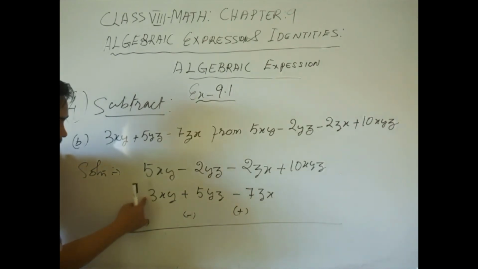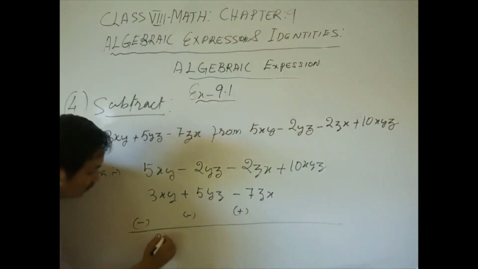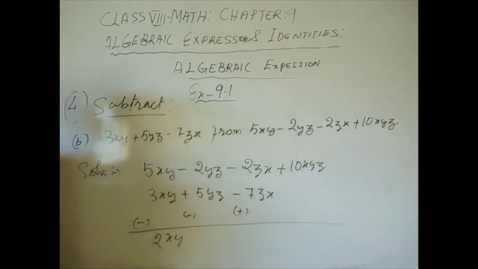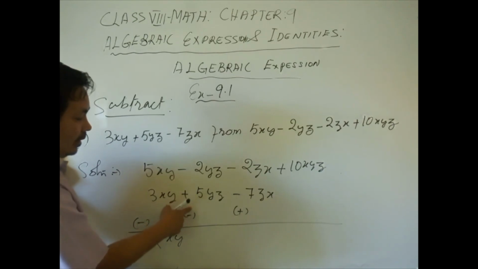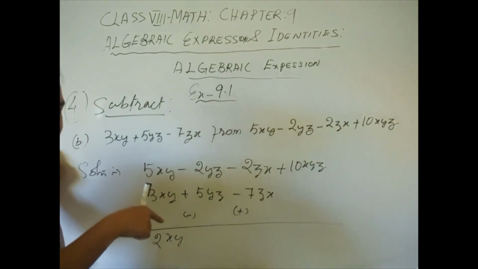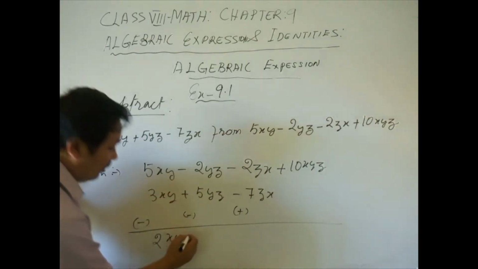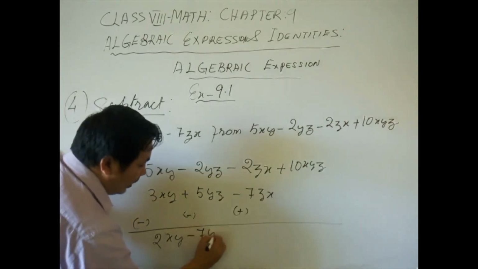Now this becomes minus 3 and plus 5. What will we do? We subtract, and we get 2, with the literal part the same: xy. Then here it becomes minus 5 and minus 2. We have to add together, since minus and minus add. So that means minus 7yz.